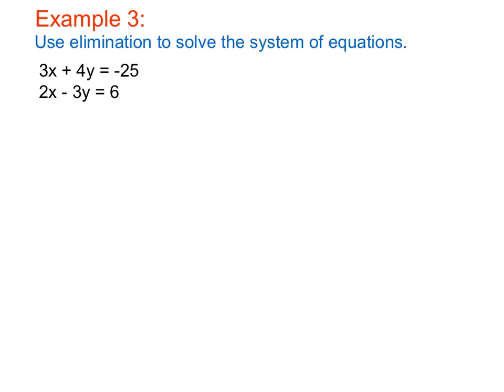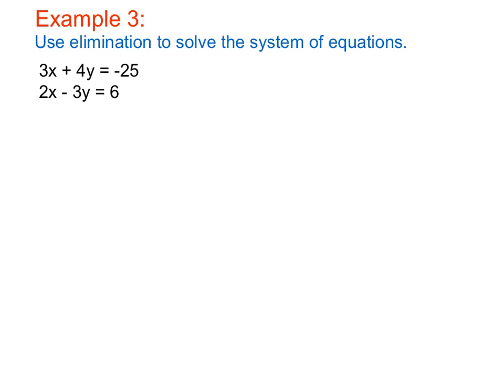Okay, in the previous examples, we've only had to multiply one of the equations so that we could add or subtract to eliminate one of the variables. This one we're going to have to multiply both of the equations by something. As I look at the equation, I notice that there's different signs for the y's. There's a positive 4y and a negative 3y.